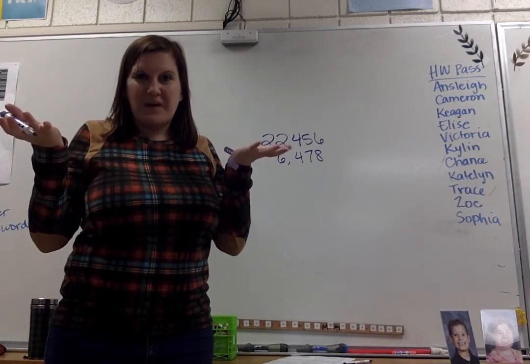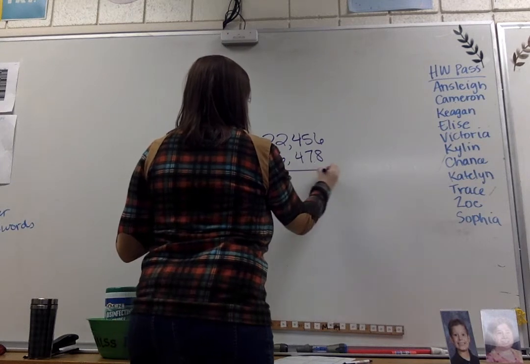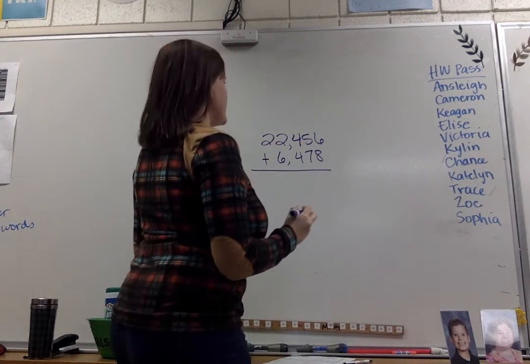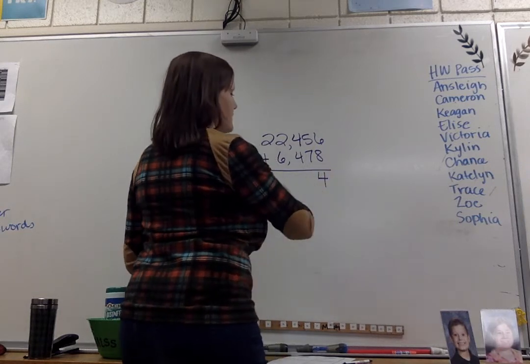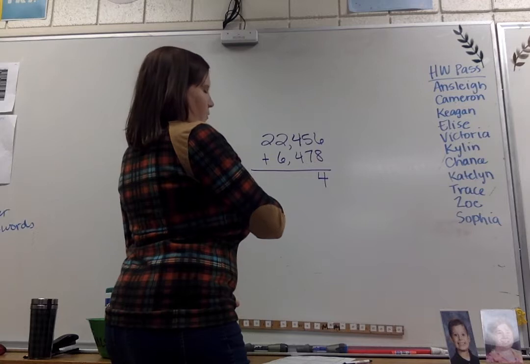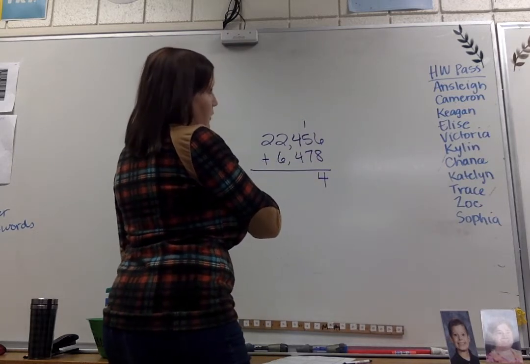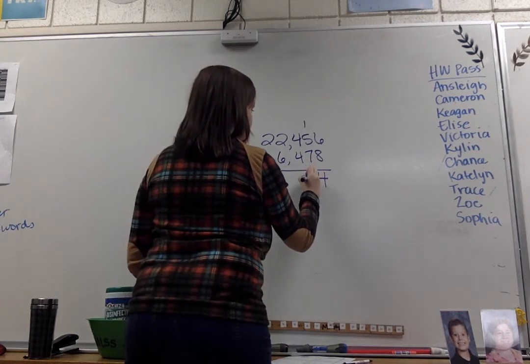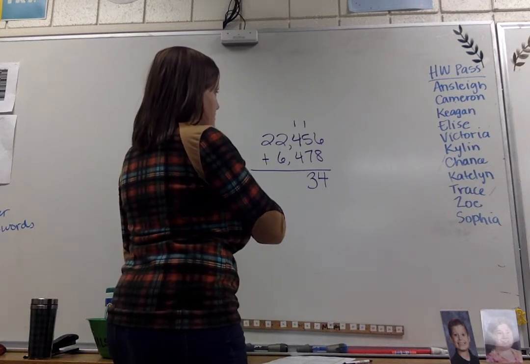Add. We're going to have to add here. Okay, so I'm going to look in the ones column. 6 plus 8 is a sum of 14. So 4 will go in the ones column. Put a 1 above the tens. 1 plus 5 is a sum of 6 plus 7 equals 13. So the 3 will go in the tens. Carry the 1 above the hundreds.